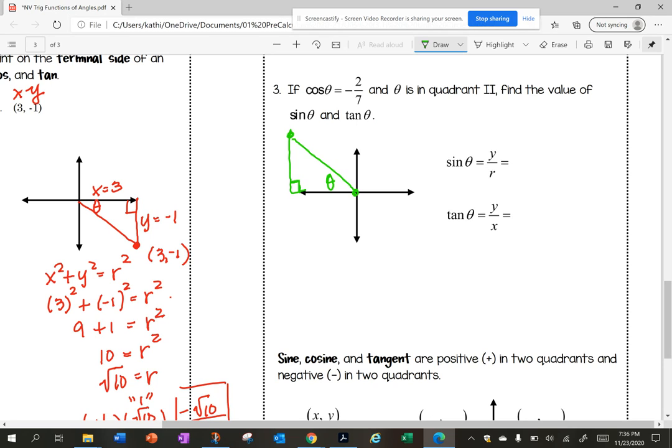So cosine, by definition, is x divided by r. So I know the radius is going to be positive, so I know the negative sign has to go with the x value. So I know x is -2. My radius is 7. And this time I don't know the y value, so I'm doing the same process I did in the last two problems. I just have a different one of the 3 parts as the unknown, but I have the same process.